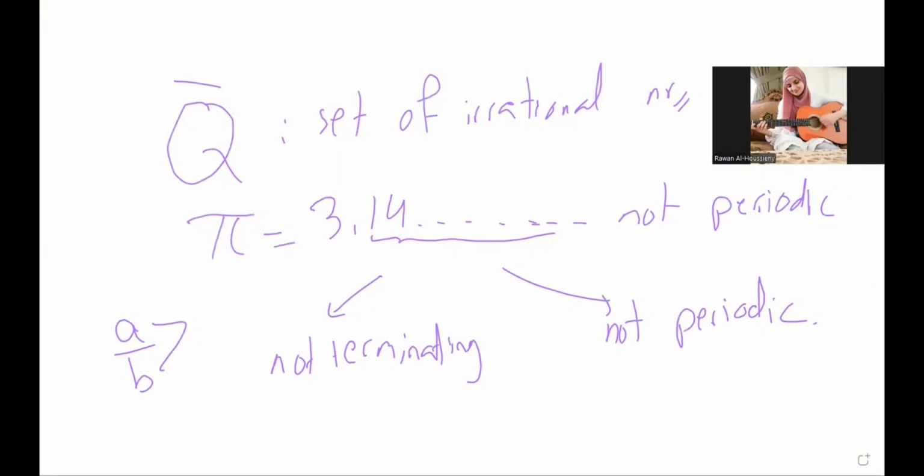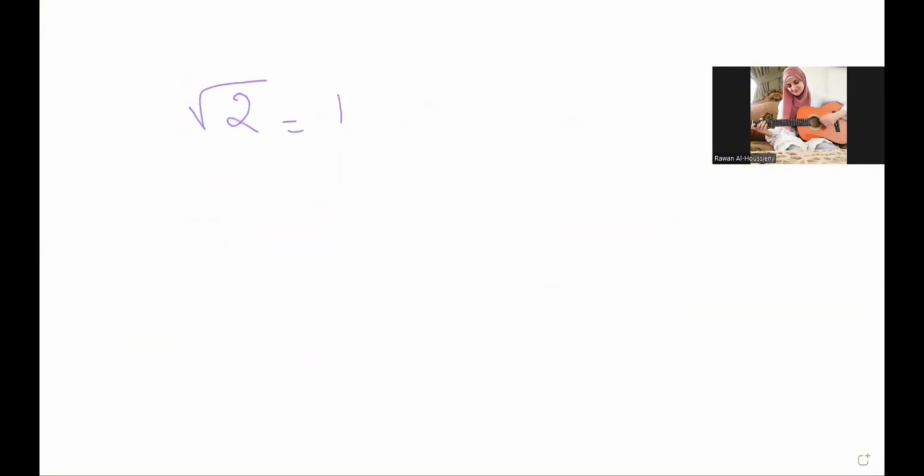If we use the calculator for radical 2, it's equal to 1.4 and so on. It's a long number that doesn't terminate and it's not periodic at the same time. Also radical 3, radical 11, these numbers are all irrational numbers.